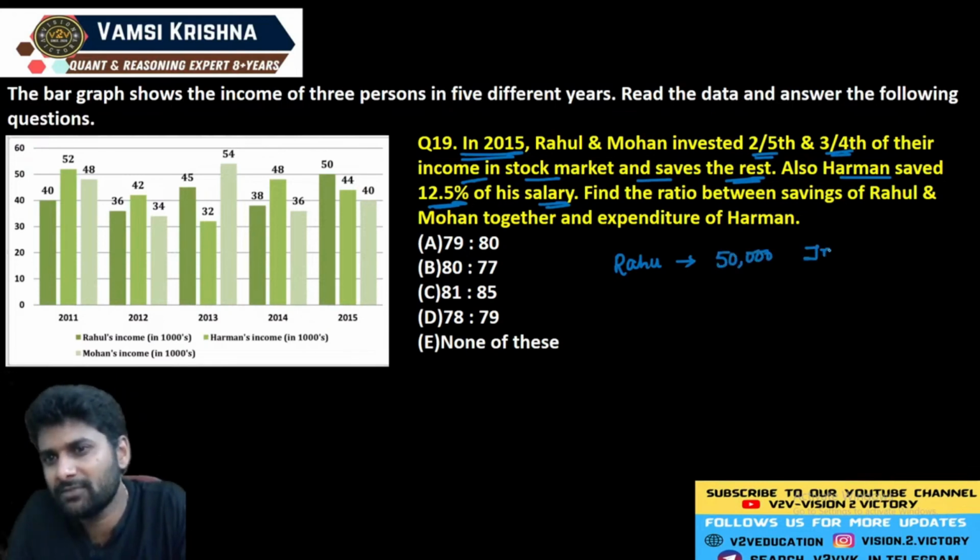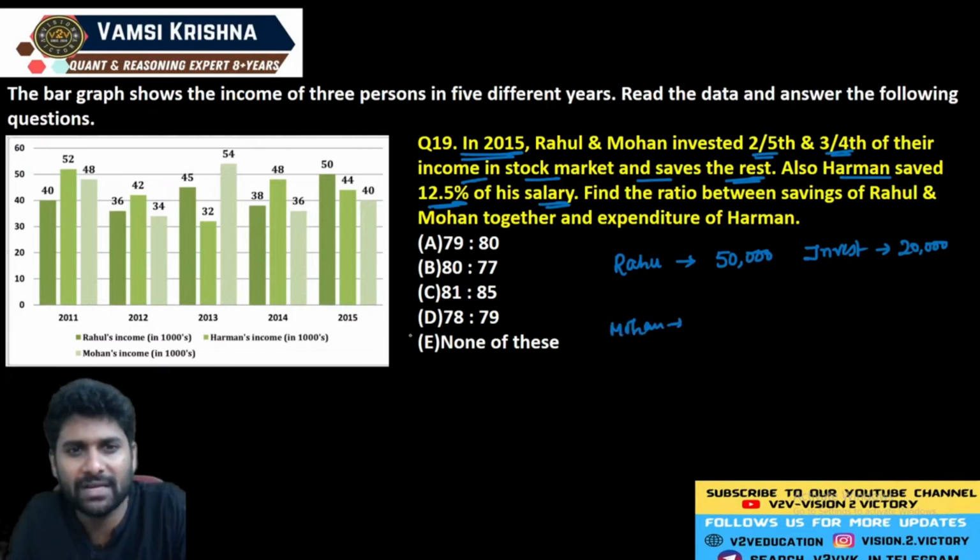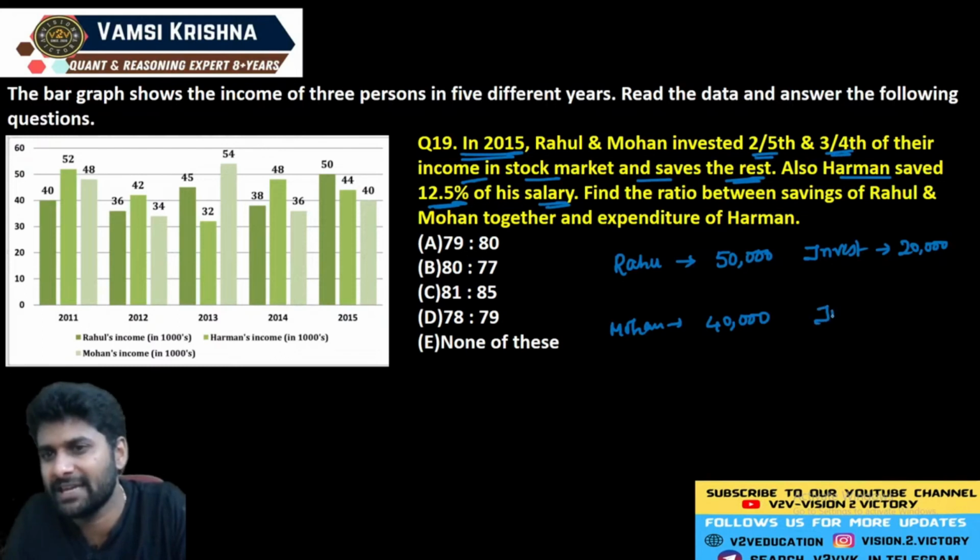So according to the data, what is the investment? 2 by 5th. 2 by 5th means 20,000 rupees is investment. Take the another person, Mohan. What is the Mohan income here? 2015 Mohan income is 40,000. And they clearly mention that the person is invested 3/4. So definitely here investment is exactly equal to 30,000.